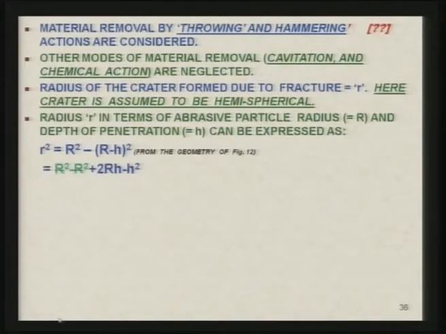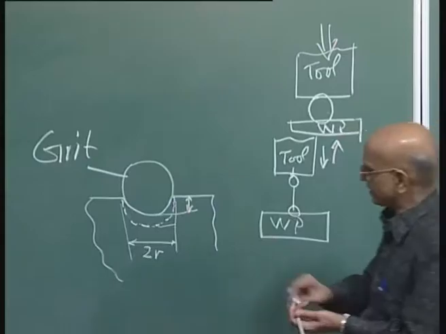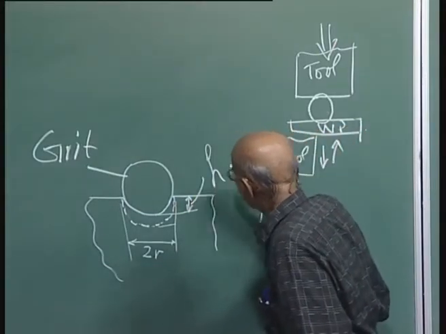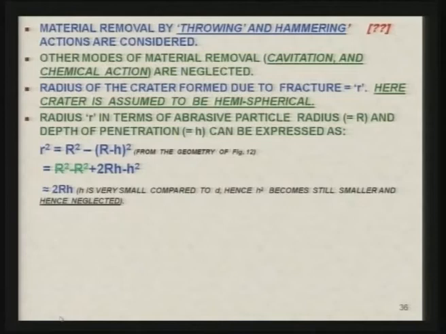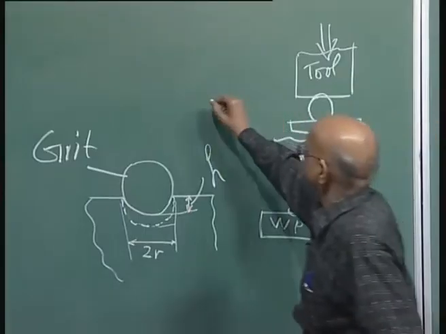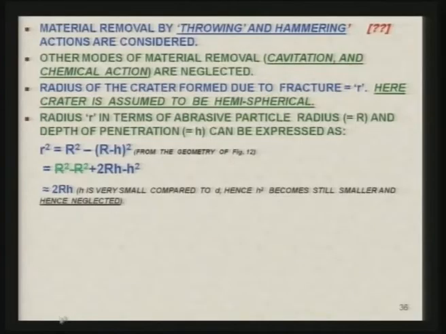So, R square and R square will cancel, we are left with 2 R h minus small h square here, and this comes out to be approximately equal to 2 R h. Here h is the depth of penetration, as you can see here, and this is very small, and the square of this depth of penetration, h square, will become still smaller, hence it can be neglected.